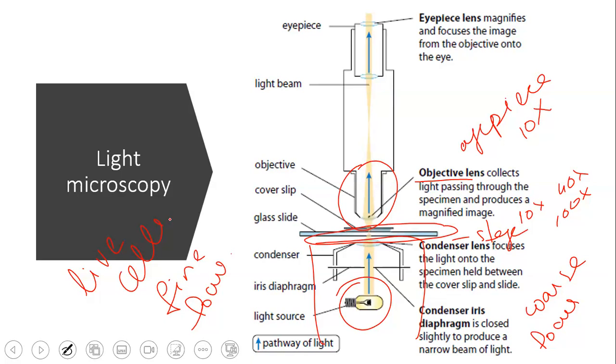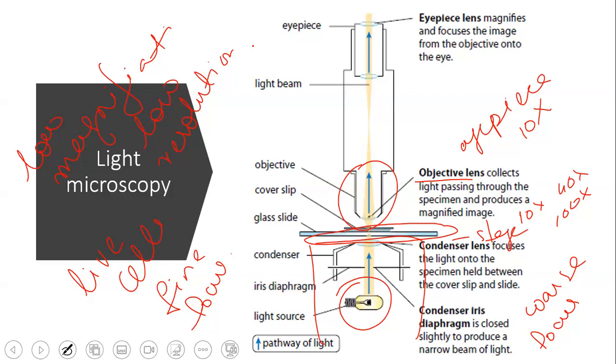But what is the disadvantage of a light microscope? One of the major disadvantages of a light microscope is that it has low magnification and low resolution. What is the difference though? What is the difference between magnification and resolution?